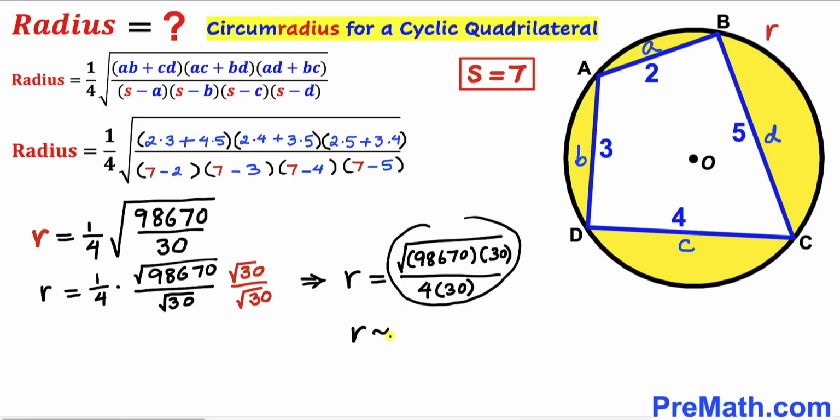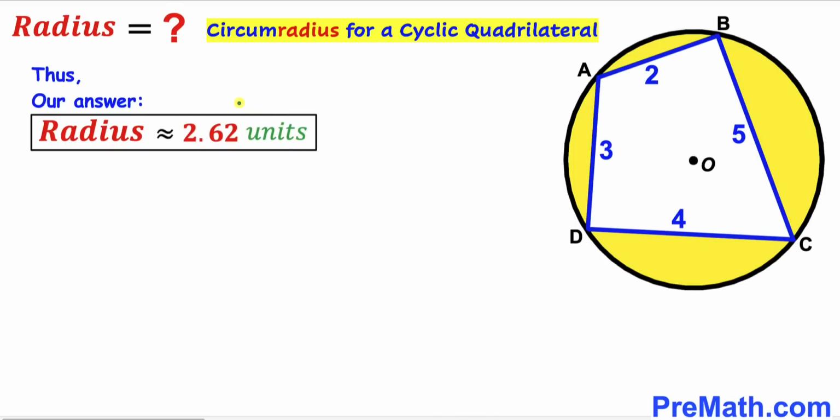If we multiply, divide and simplify everything on the right hand side, our radius r is going to be approximately equal to 2.62 units. So after all the calculations and manipulations, the radius of this circle turns out to be approximately equal to 2.62 units. And that's our final answer.